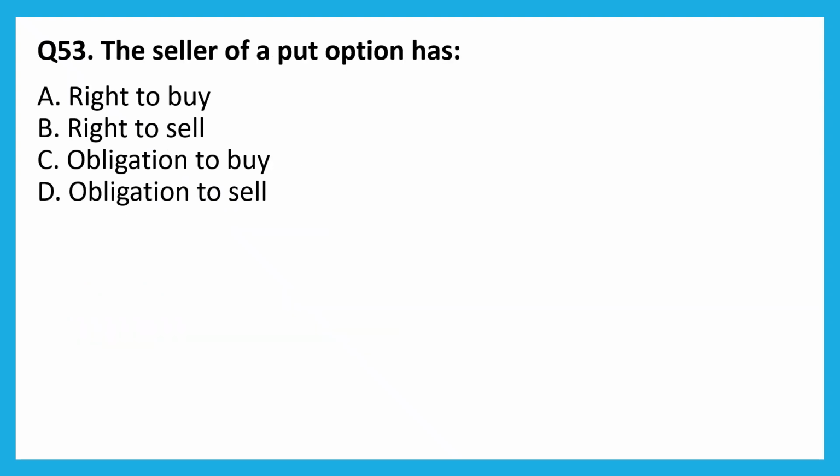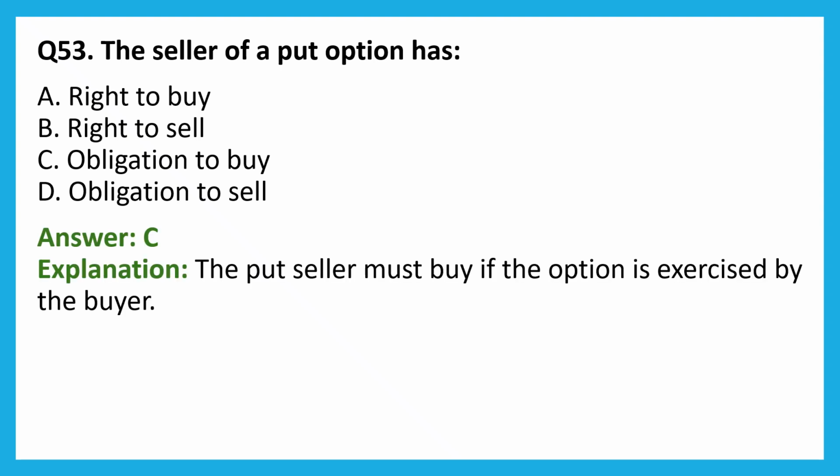Next question. The seller of a put option has option A, right to buy, option B, right to sell, option C, obligation to buy, and option D, obligation to sell. Correct answer is option C, obligation to buy.